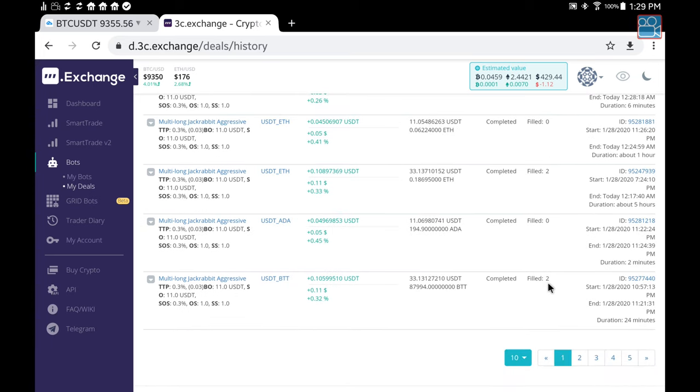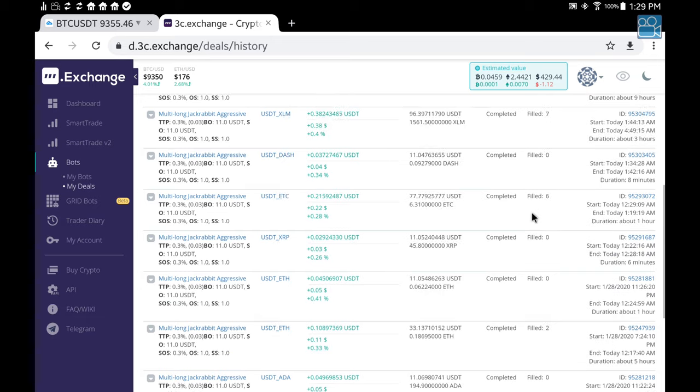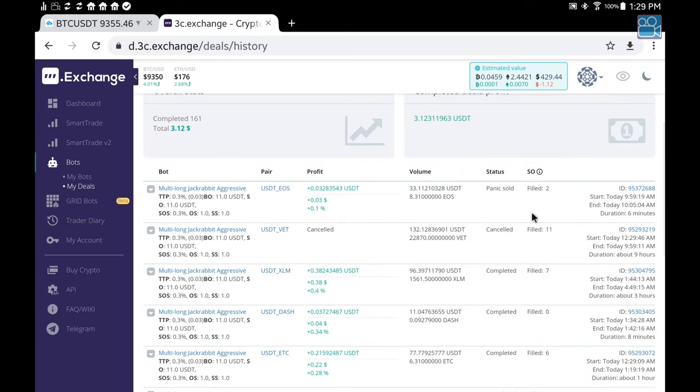But for the most part, you can see this works out very good. Now, this also brings up a point that if your budget is $231 at 20 safety orders, you're not using anywhere near that amount. So most of that money is just sitting in reserve. That's fine. Don't overload your bot. Trying to overload your bot will not work well at all.